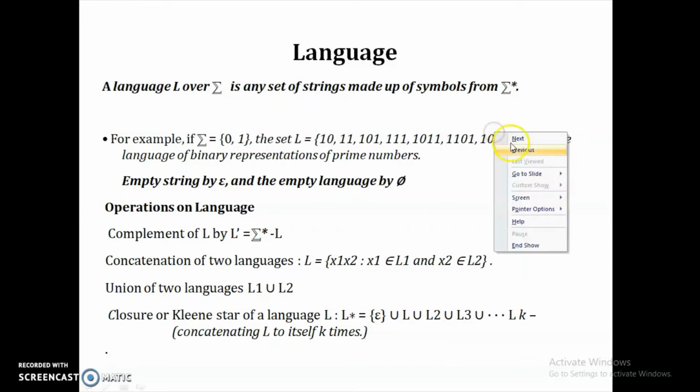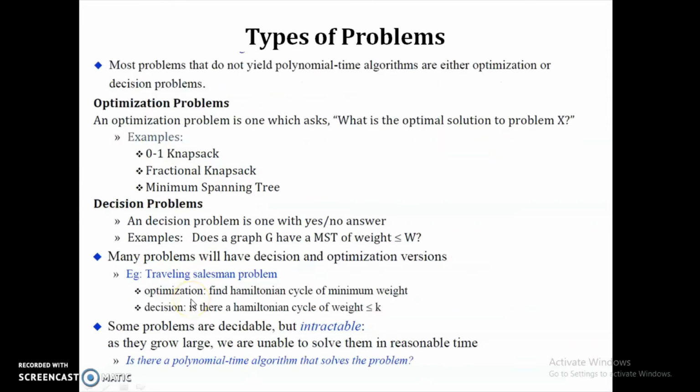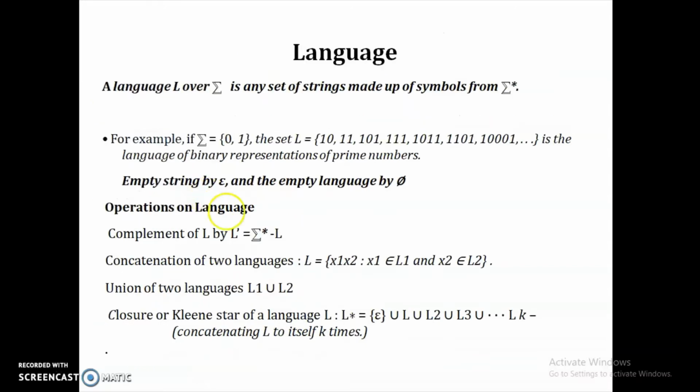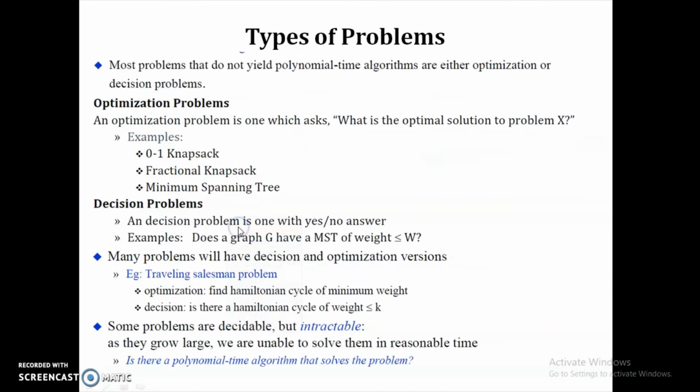So there are two types of problems. One is optimization problem and another one is decision problem. The optimization problem helps you to find the optimal solution for the problem, but decision problems help you to find whether there exists an optimal solution for the given problem. So if you are finding the minimum spanning tree for a graph, then it is known as an optimization problem. If you are checking whether there is a minimum spanning tree for a graph, then it is known as a decision problem. Similarly, for a Hamiltonian cycle, if you are checking whether it is available, then it is known as a decision problem. But if you are finding the Hamiltonian cycle for the graph with the minimum weight, then it is known as an optimization problem.